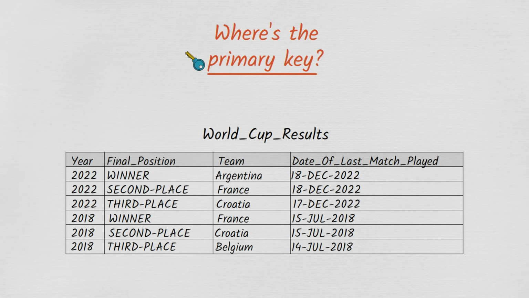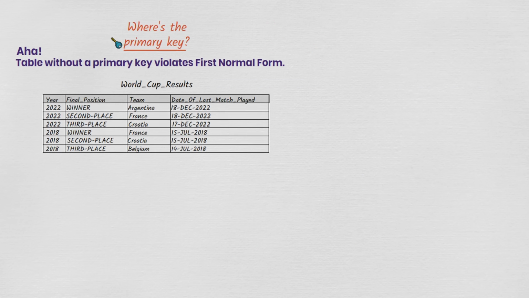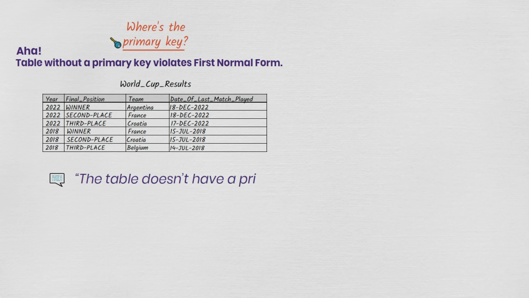And now you have an aha moment. If no primary key is shown, maybe that means there isn't one. And if there isn't one, you can get yourself out of this question on a technicality, because you're pretty sure a table without a primary key violates first normal form. You say to the interviewer, "The table doesn't have a primary key."